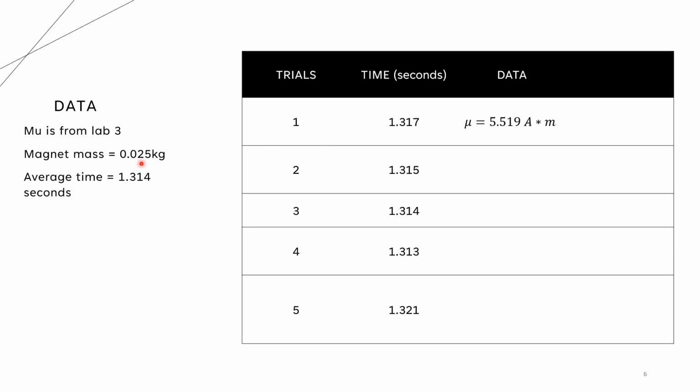These are the 5 trials. The mu from lab 3 is 5.519 amps times meters squared. And then the 5 trials average out to 1.314 seconds.